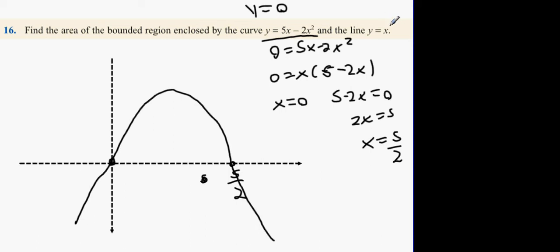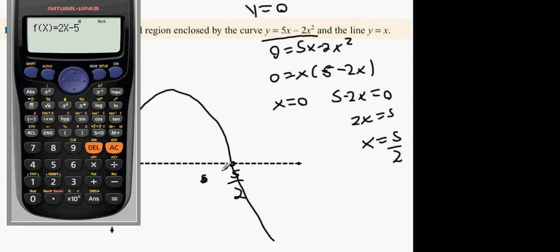Now, the line y equals x. What does that mean? Think about it. We could do it in the table if you want. So you can just say y equals x, therefore f of x equals x. And you can do it from, I don't know, minus 2 to 4.